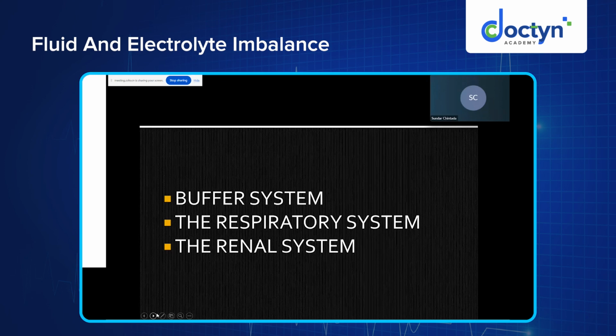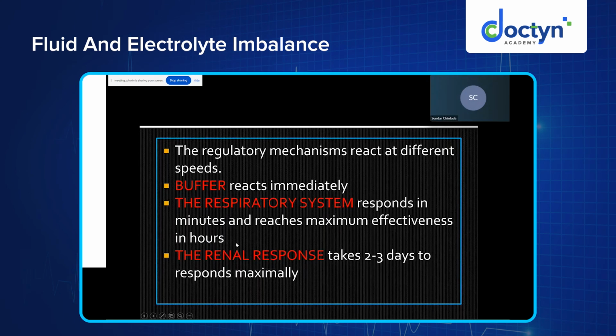Very important. All three regulatory systems act at different speeds, and the buffer generally acts immediately. The respiratory system gives a quick response within minutes, and its effectiveness is seen within hours. Then you have the renal response, which is comparatively a bit delayed compared to the respiratory system, and it takes 2 to 3 days to respond maximally.